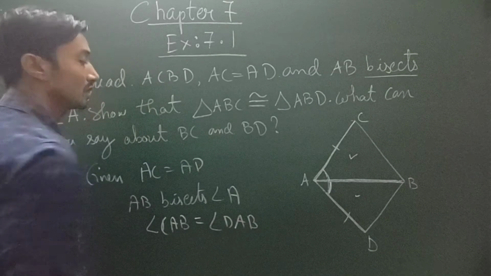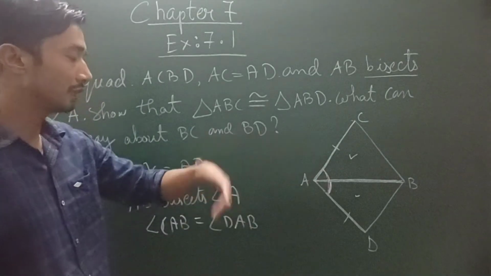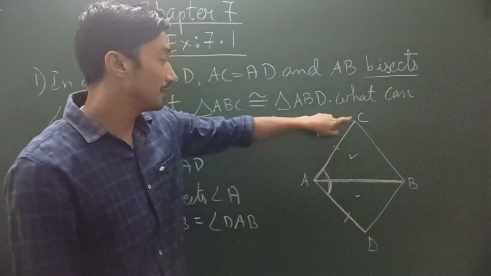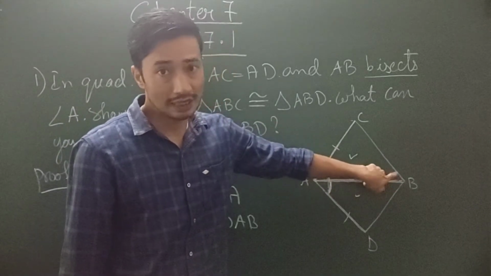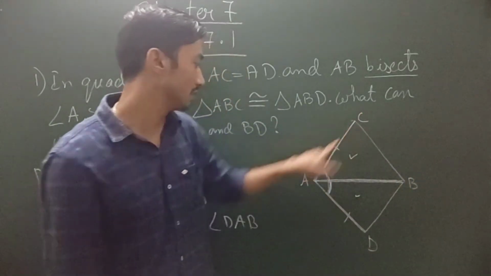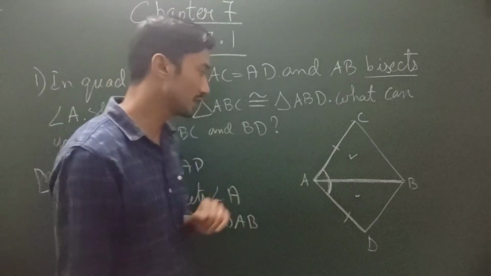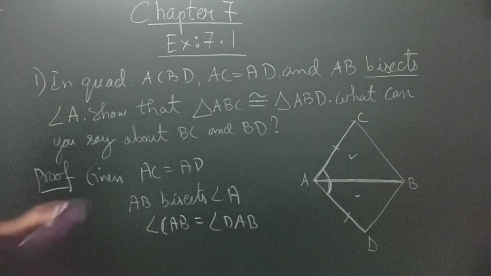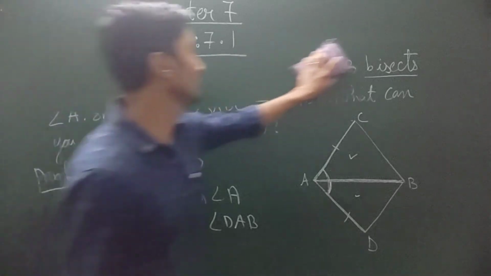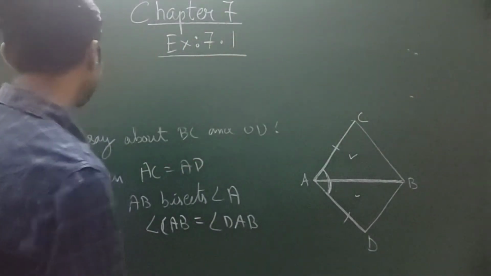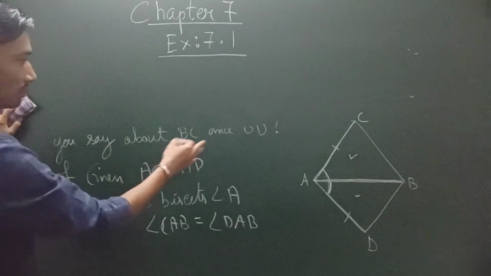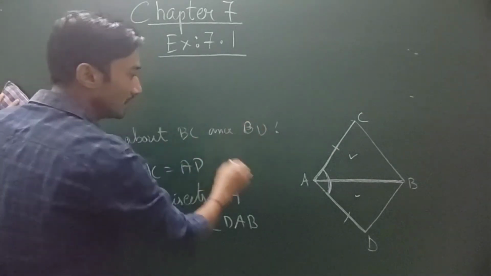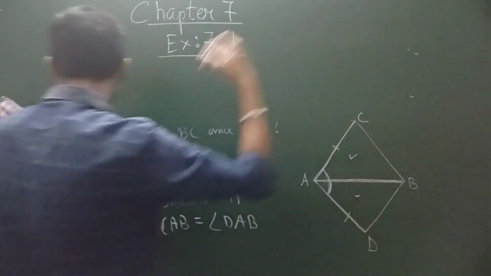In lines and angles, you must have already seen that angles we can name in our own ways. I have named here CAB. If you don't like it, you can also name it as BAC. Should be in the middle, but that's it. Okay, so we have these properties. So let's go for proving that the 2 triangles are congruent. Another question is, what can you say about BC and BD? That we will talk later on.